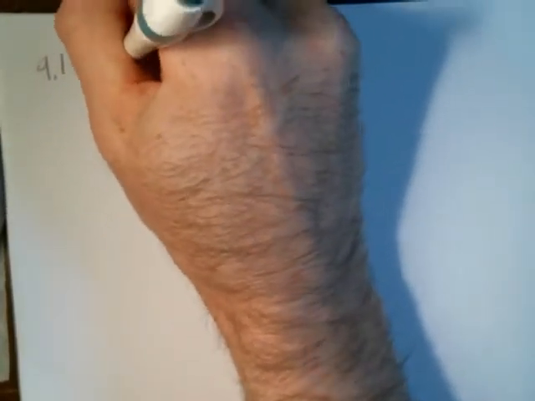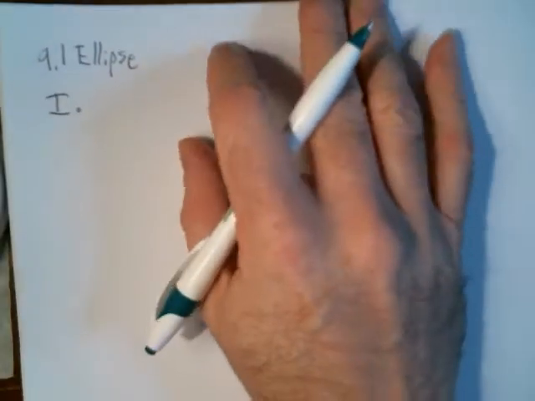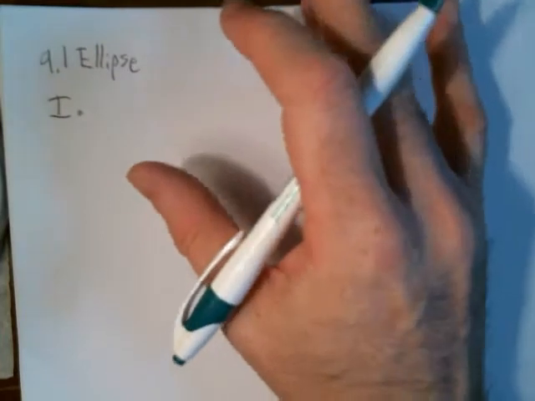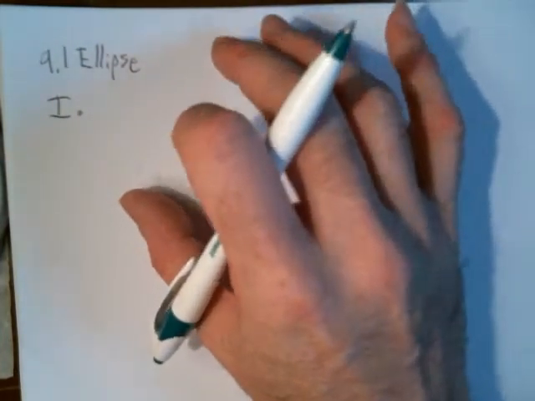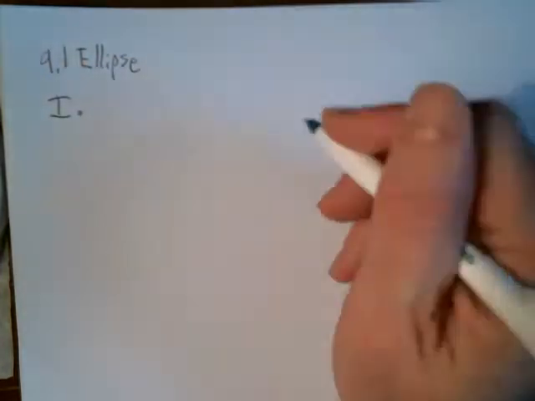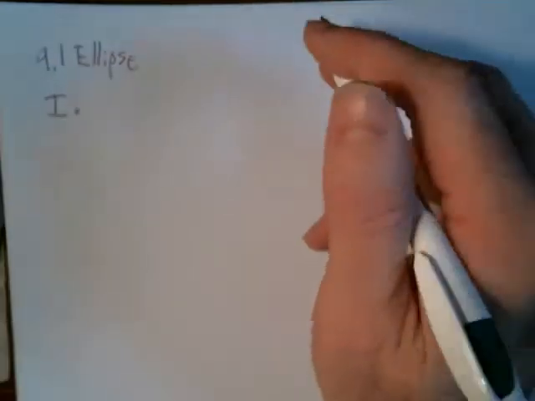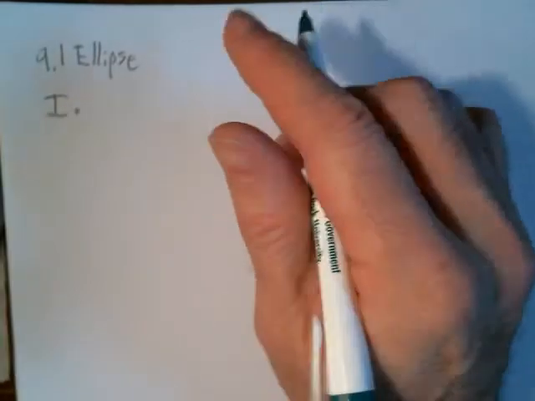Okay, this is 9.1. We're talking about ellipses. What is an ellipse? It's kind of like a circle, but not really. I think a circle is an ellipse. It's just not elongated. So with an ellipse, you think of it like a football. It's kind of like an ellipse, that sort of shape. I'll show you here in a second.